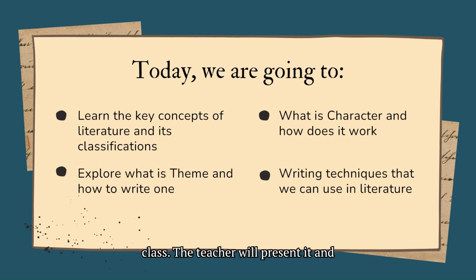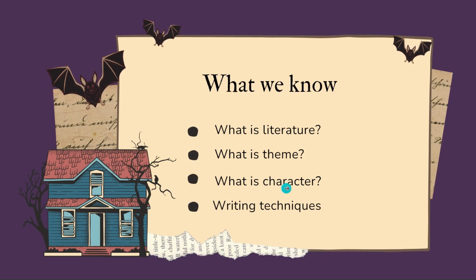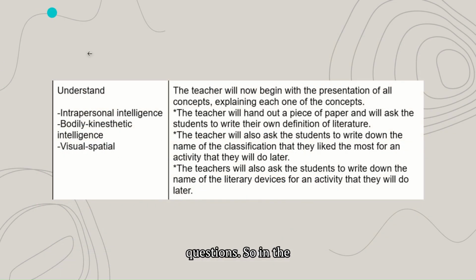The teacher will present the objectives of the class, which will be to learn the key concepts of literature and its classifications, what is character and how does it work, explore what is theme and how to write one, and writing techniques that can be used in literature. Then we'll begin with the questions. The teacher will ask the students to raise their hand and participate and answer these questions.